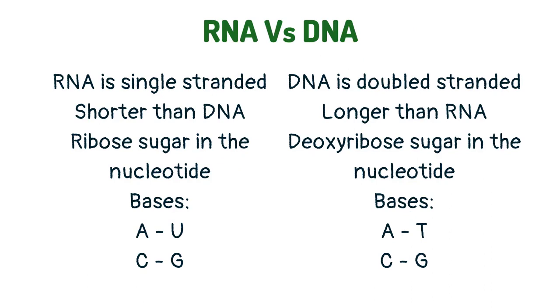RNA is single-stranded, shorter than DNA, with ribose sugar in the nucleotide. The bases: A bonds to U, C bonds to G. DNA is double-stranded, longer than RNA, with deoxyribose sugar in the nucleotide. The bases: A bonds to T, C bonds to G.